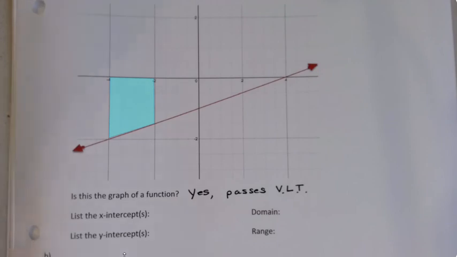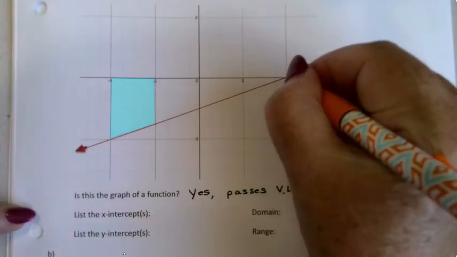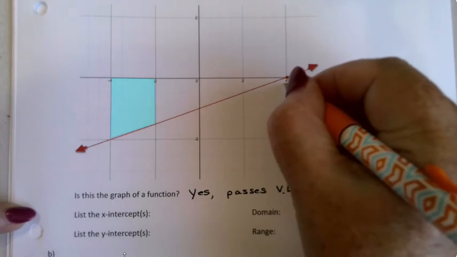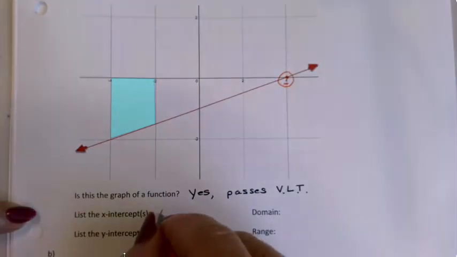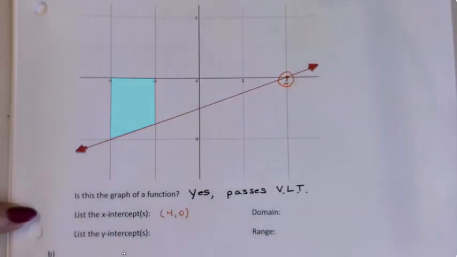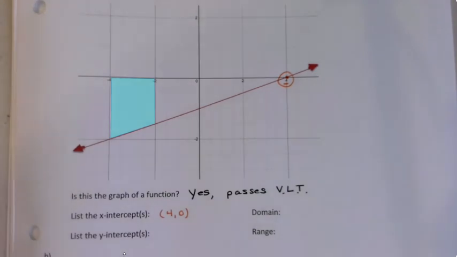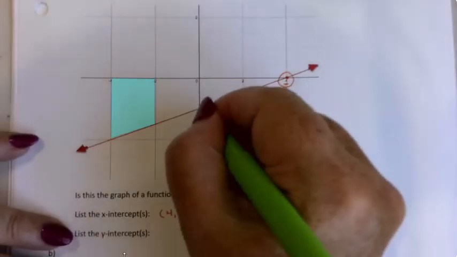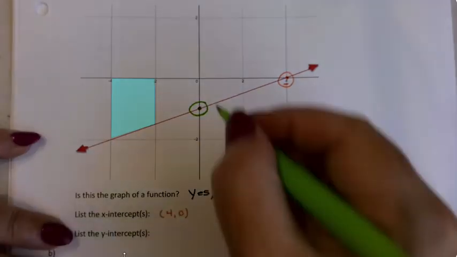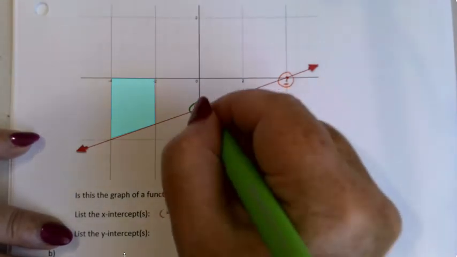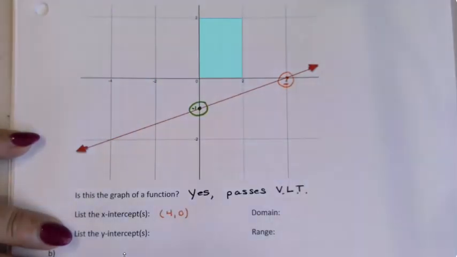All right, we're going to list our x and y intercepts next, and I'm going to say the x-intercept crosses the x-axis right here at 4, 0. The y-intercept is right here. We are halfway between 0 and -2, so that must be -1. So the point would be 0, -1.